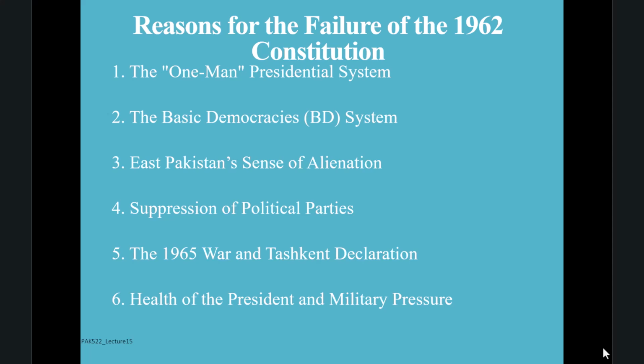And the point number 6, health of the president and military pressure. By 1969, Ayub Khan's health declined and his grip on power loosened. Instead of following his own constitution, he handed power directly to the Army Chief General Yahya Khan, who immediately abrogated the constitution and imposed martial law.